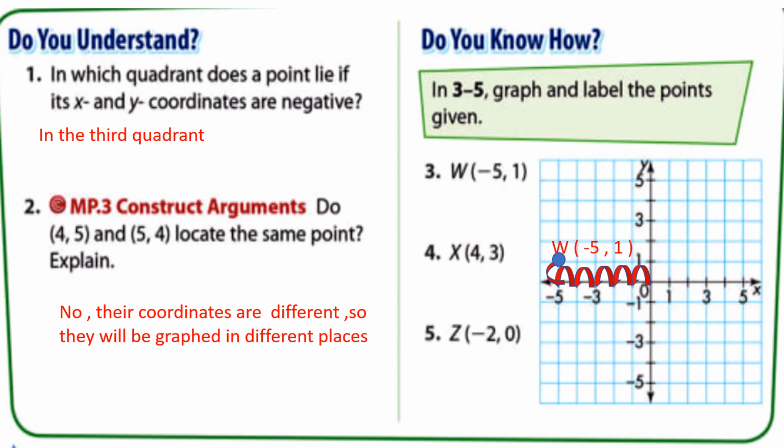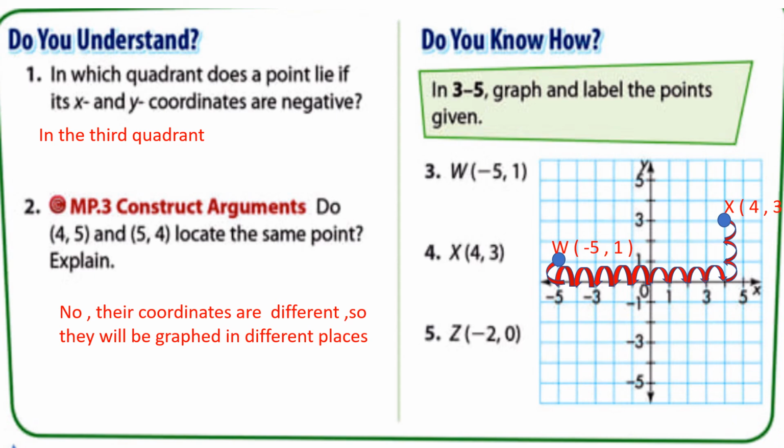So because the x coordinate here is a positive number, I'll move to the right 4 units, then I'll move up 3 units. So 1 unit to the right, then 2, 3, 4 units to the right, then 3 units up, 1, 2, 3, then put the point which represents the point X, which is (4, 3).